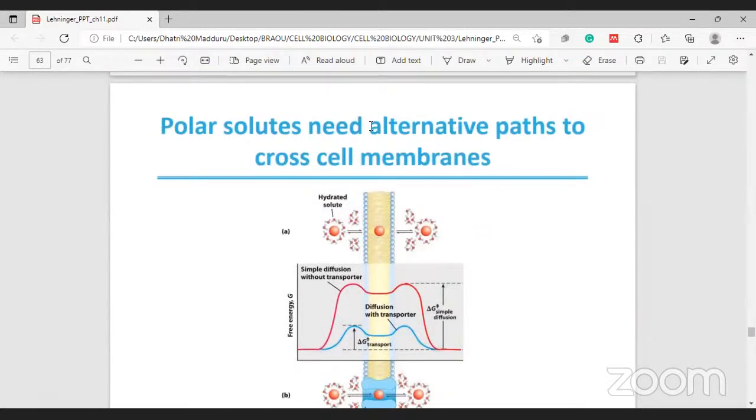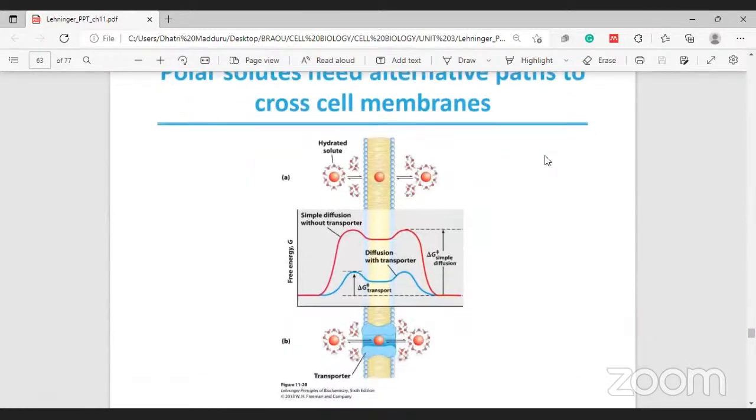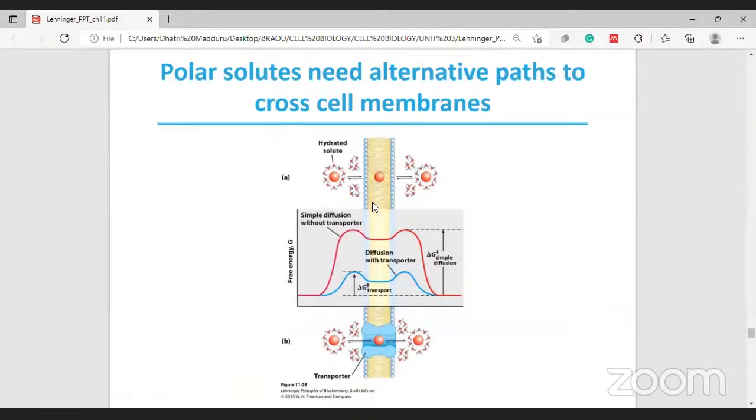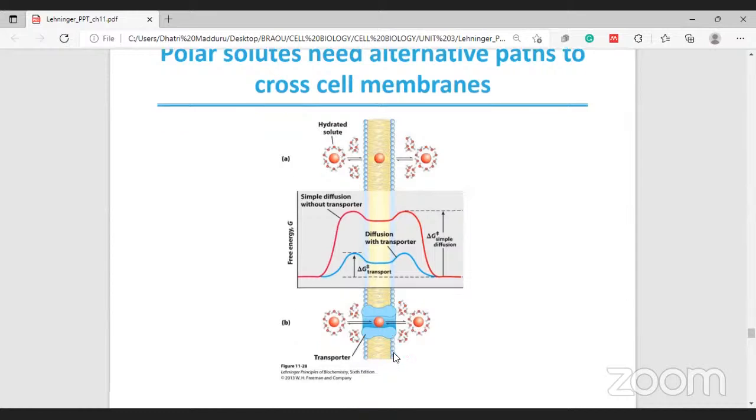Now the polar solutes need alternative paths to cross the cell membranes. Small non-polar molecules can move normally, but the polar molecules cannot, because the inner region of the membrane is hydrophobic in nature. So these polar molecules require alternative paths, where you have transporters. For example, if you have glucose, we have glucose transporter proteins, the GLUT proteins.